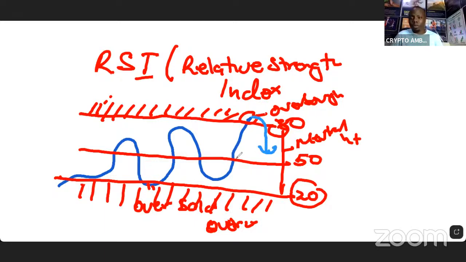Now I have a question. Would you like to use your RSI to buy for you when the coin has been overbought, or you want to use your RSI to buy for you when the coin has been oversold? Some answers in the chat. Do you want to enter a coin where the RSI shows you that this coin has been overbought, or do you want to enter a coin where the RSI has been oversold?